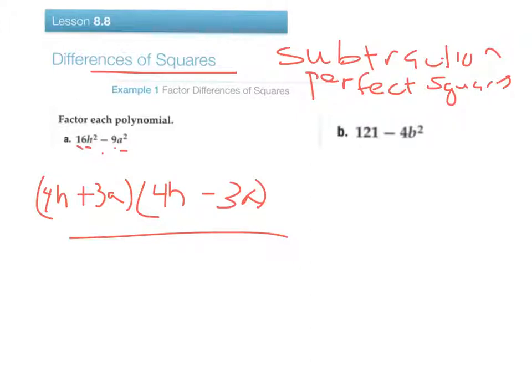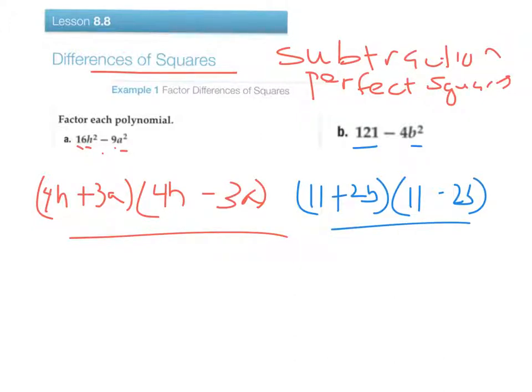So let's look at our next problem right over here. Is this a perfect square? Is this a perfect square? They both are, and it's a subtraction sign. So I'll put my parentheses, plus minus, always plus minus. 11 is the square root of 121, and the square root of 4b squared is 2b. So we just recopy that, and we have our answer of the perfect squares.